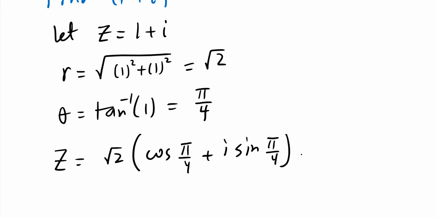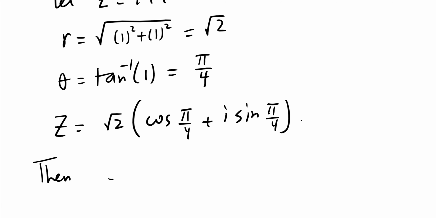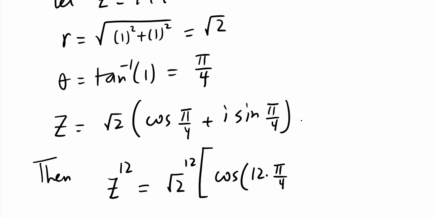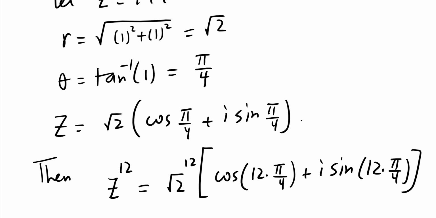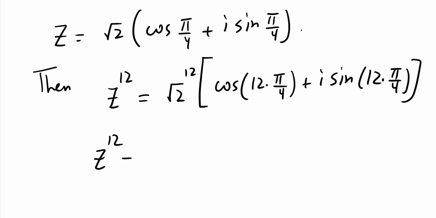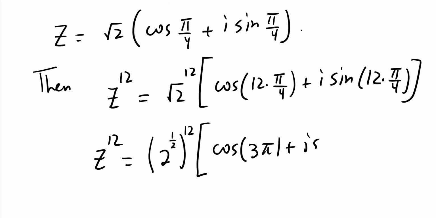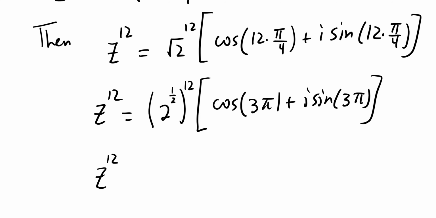Then we use de Moivre's theorem. z to the 12, because that's what I'm looking for, is 1 plus i to the 12. You raise r to the 12th power and multiply the angles by 12. So 12 times pi over 4, plus i sine 12 times pi over 4. What do we get for that? z to the 12. Let me show you how you multiply this. You rewrite this as root 2 to the 12, cosine, simplify, that's 3 pi, plus i sine 3 pi.